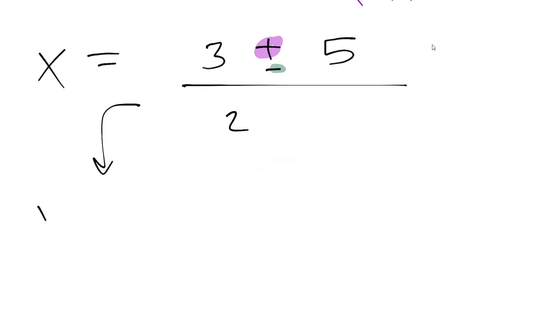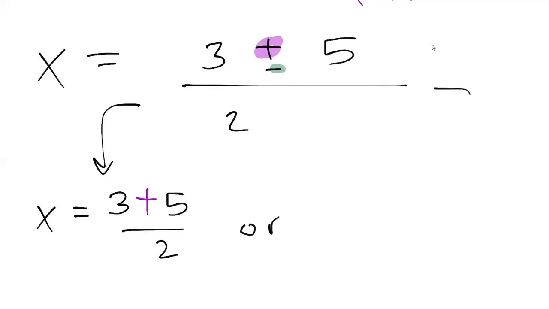x equals 3 plus 5 over 2, or x equals 3 minus 5 over 2. Notice the plus creates its own addition equation, and the minus makes its own subtraction equation. So 3 minus 5, that's where I got it from, over 2.